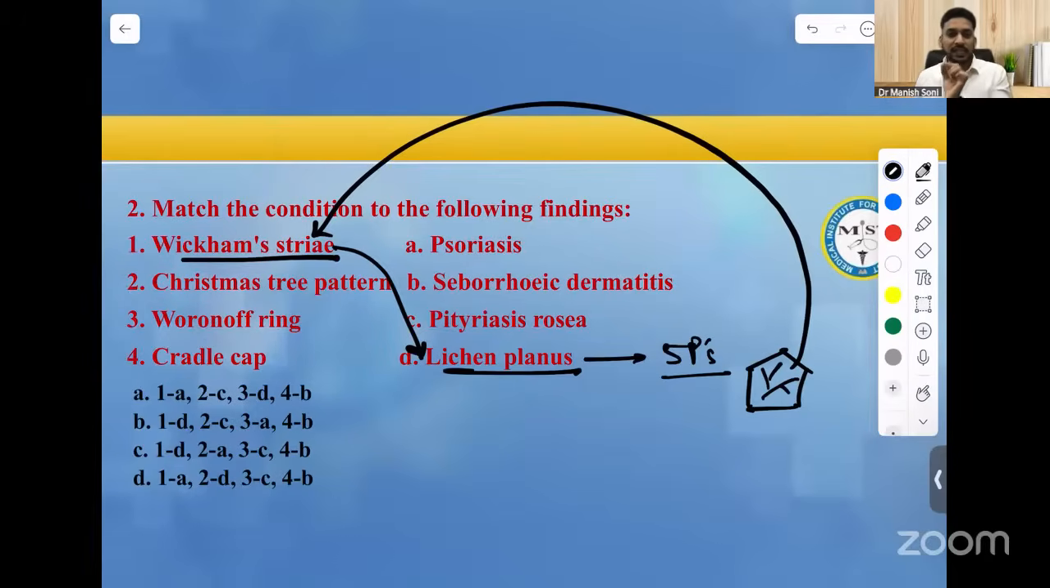So first, D. Now, Christmas tree pattern is seen in Pityriasis rosea. So second is C. So the answer becomes B. Many of you have already answered.